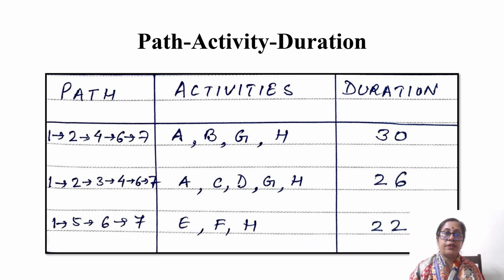Next we will compute the critical path duration of the project, that is the minimum time taken to complete the project. So we will trace out different paths from the starting node to the end node of the project, and we'll mention the activities that lie on this path and compute the total duration. Now from this we can come to know that the maximum duration is of 30 days and hence the minimum time taken to complete the project is going to be 30 days. Right? So the critical path duration is 30 days and the critical activities are A, B, G and H.